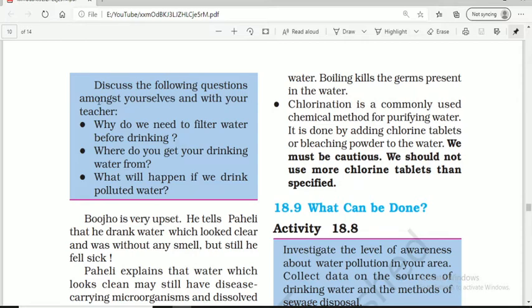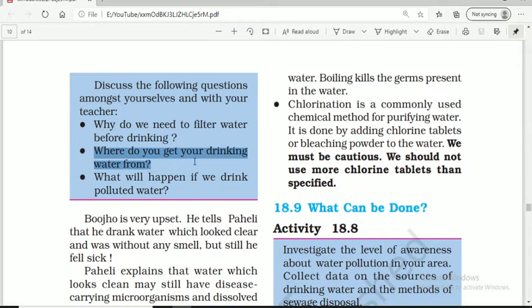Discuss the following questions amongst yourselves and with your teacher. Why do we need to filter water before drinking? This is a very easy question. Because the water can be contaminated, very often contaminated, with bacteria and other organisms.